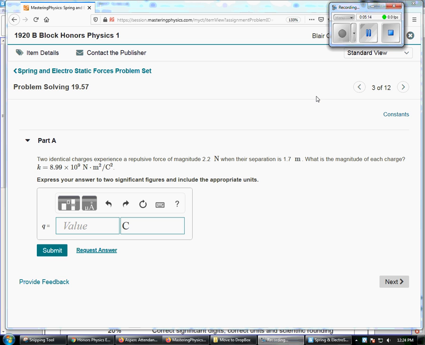Alright, on to number 3. So you've got two identical charges, repulsive force, obviously because they're identical, and we know that like charges repel. When the separation is this, what is the magnitude of each charge?